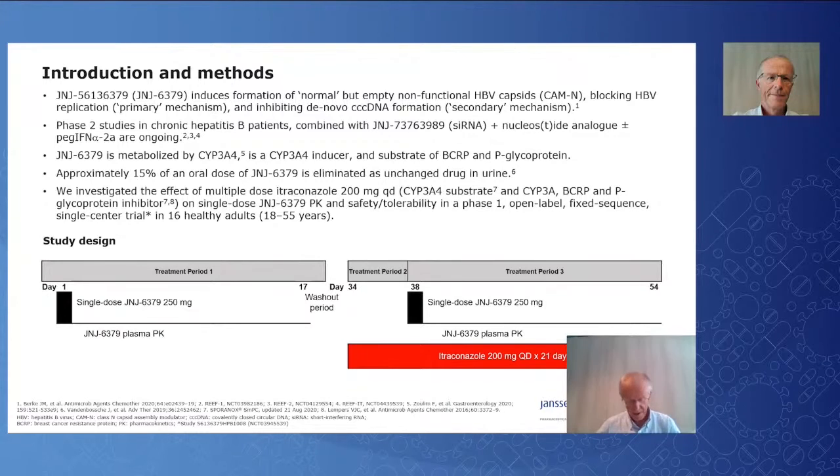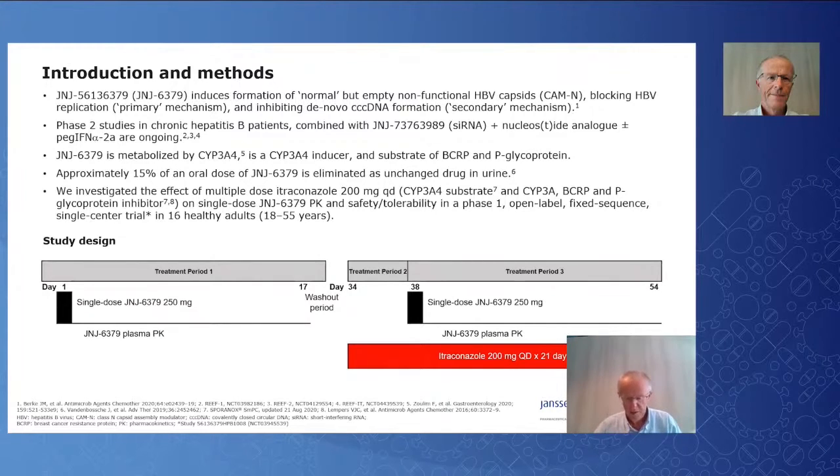Itraconazole was selected as a potent and competitive inhibitor of CYP3A, but it is also a substrate of CYP3A4 and a potent BCRP and P-glycoprotein inhibitor. In healthy adults, we investigated the effect of itraconazole after repeated administration on the PK of a single dose of 6379 and the safety of the combination. The study was open label with a fixed sequence and recruited in a single center.